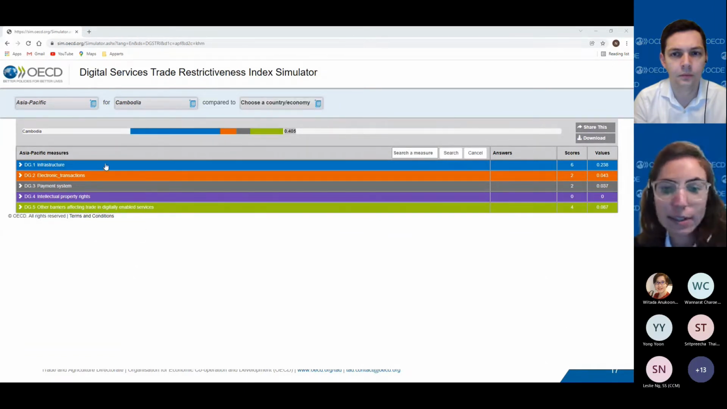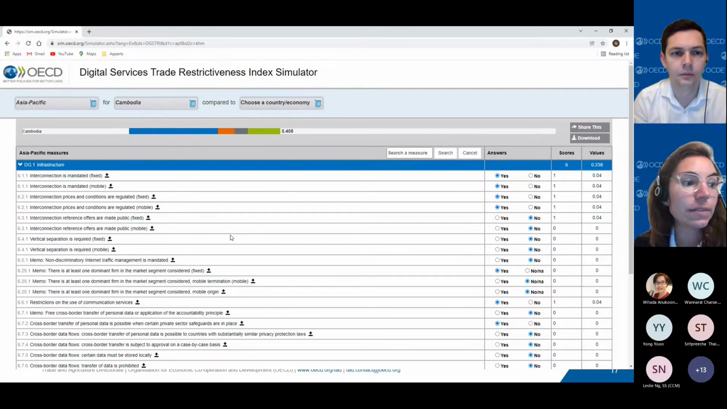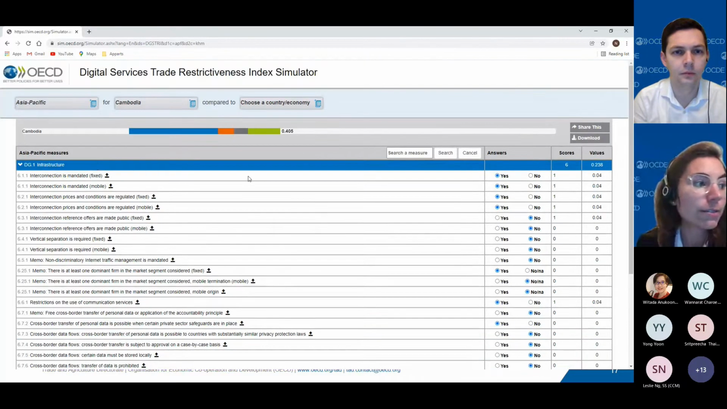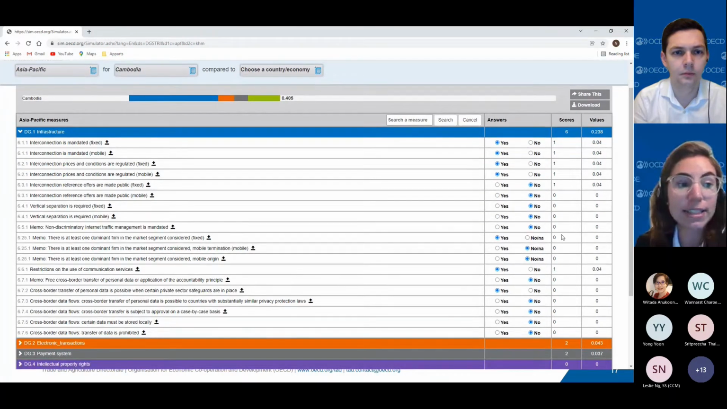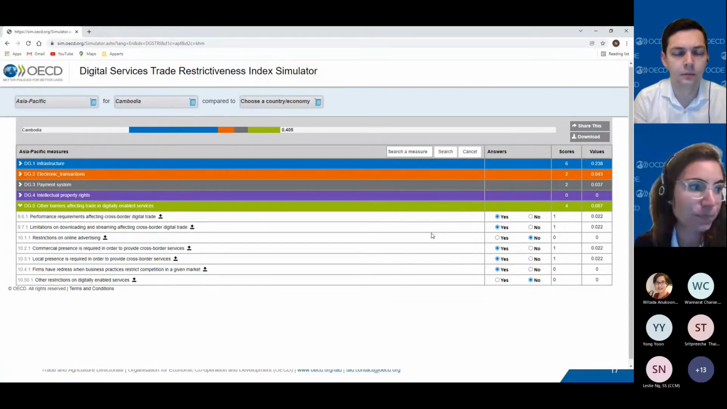So the next question is, what are some of the key measures and regulations that contribute to the score? We will see that while we assess each of these policy areas, and we see the detail and the legal justification of the score. Here, for infrastructure, there are 6 measures, 6 points that are scored as restrictive. And here, for other barriers, we have 4.